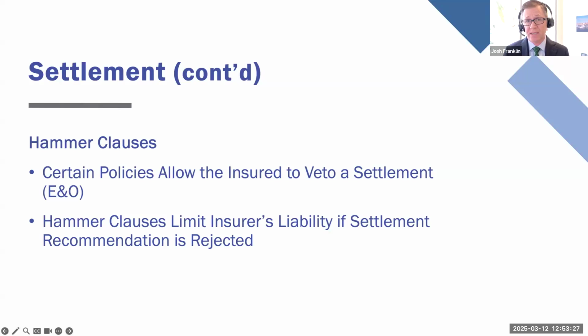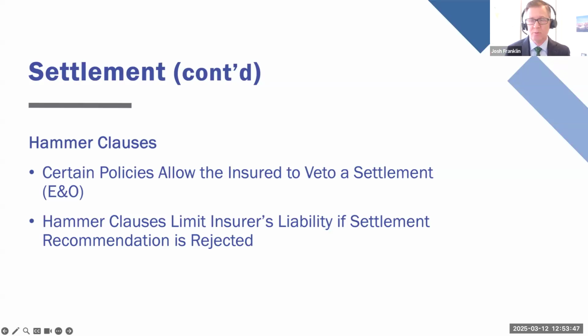If the insured objects and doesn't settle and basically prevents that case from settling, either based on principle or some other reason, these provisions will provide that the insured will be responsible for some or all of any amount awarded above the proposed settlement amount.